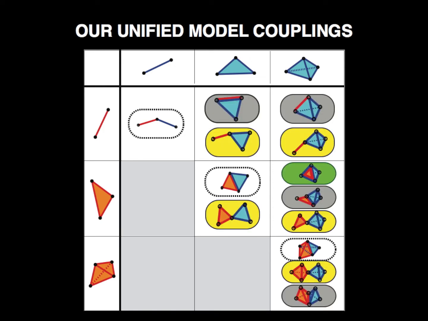Rather than construct an entirely new discretization, we develop a general coupling strategy to treat all possible connections among standard single-type models. We categorize the possible connections into three types: point connections in yellow, curve connections in gray, and surface connections in green.